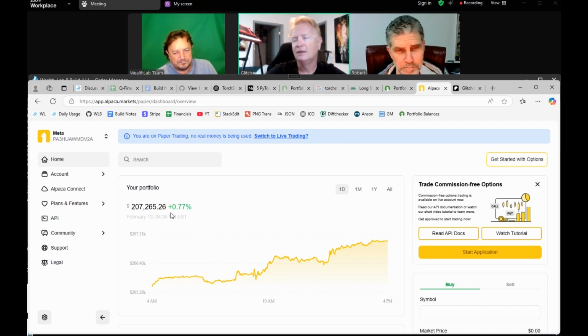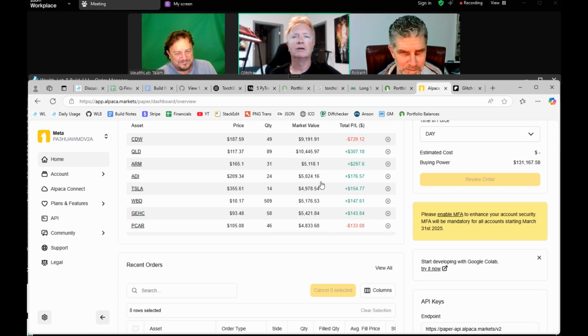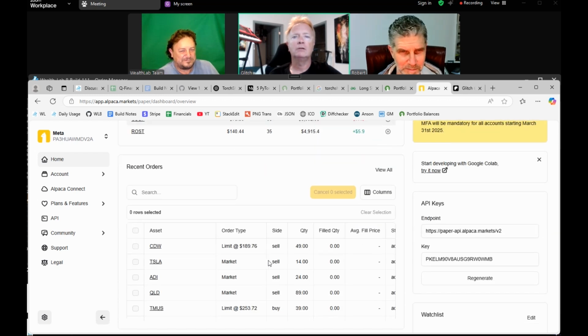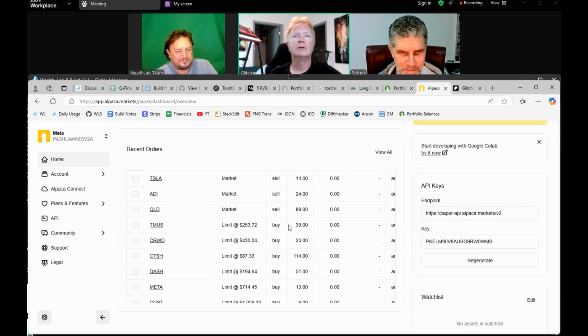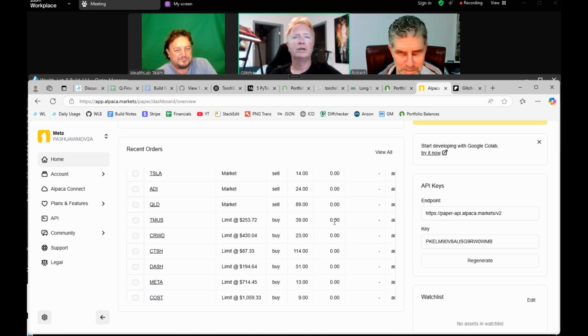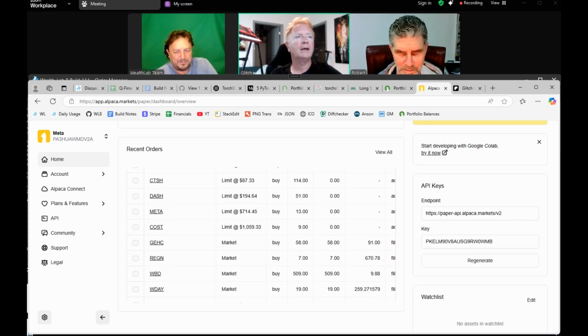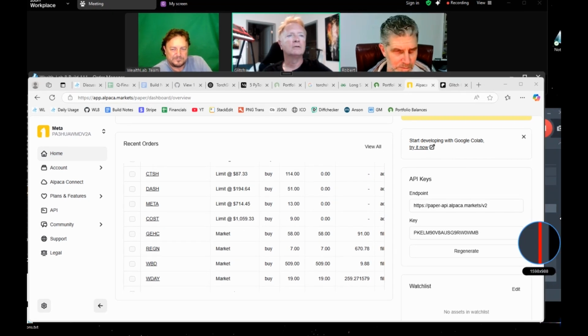It would have been pretty demoralizing if the market started tanking right when we began this, but it's just the luck of the coin flip, right? Let's scroll down here and take a look at recent orders. So here we are. These are the orders that I just placed through WealthLab, and they are showing up here in Alpaca.